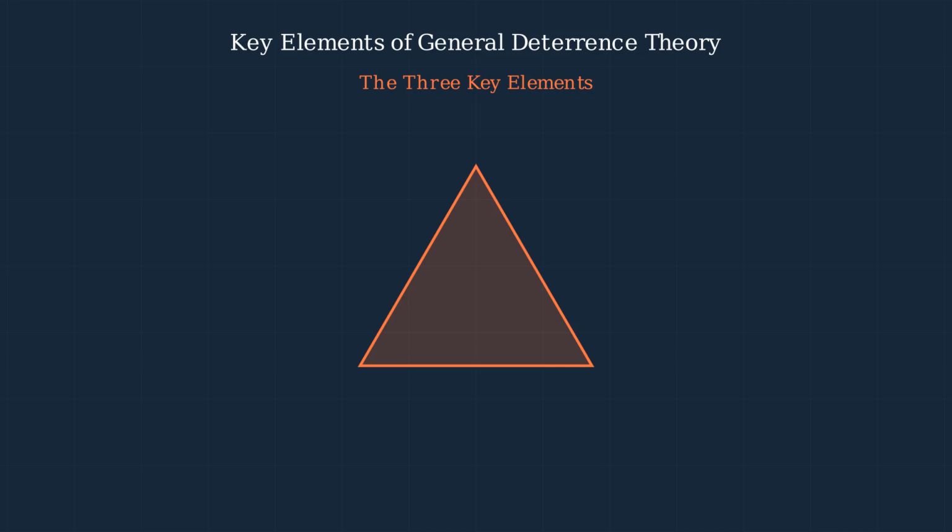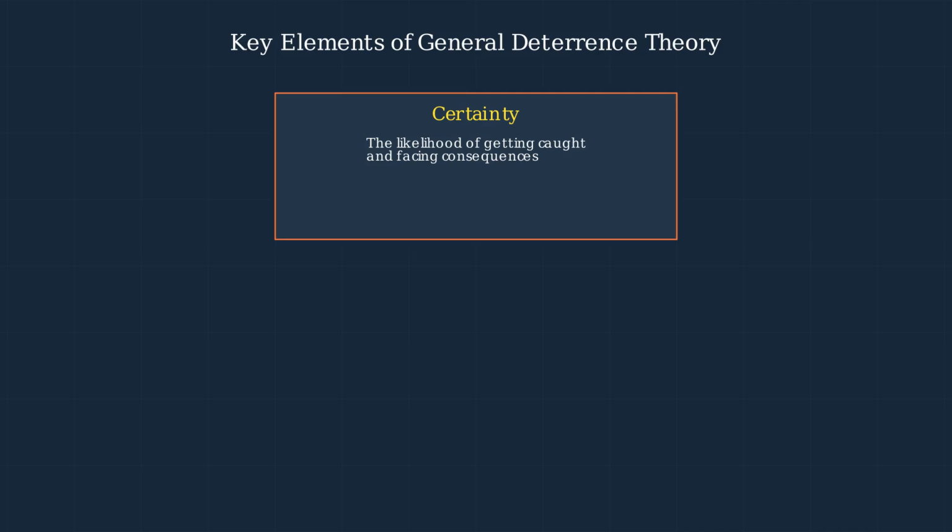General deterrence theory relies on three key elements that work together to influence behavior through the threat of sanctions. The first key element is certainty. This refers to the likelihood of getting caught and facing consequences for a behavior. When people believe they are likely to be caught, they are less likely to engage in prohibited behaviors.